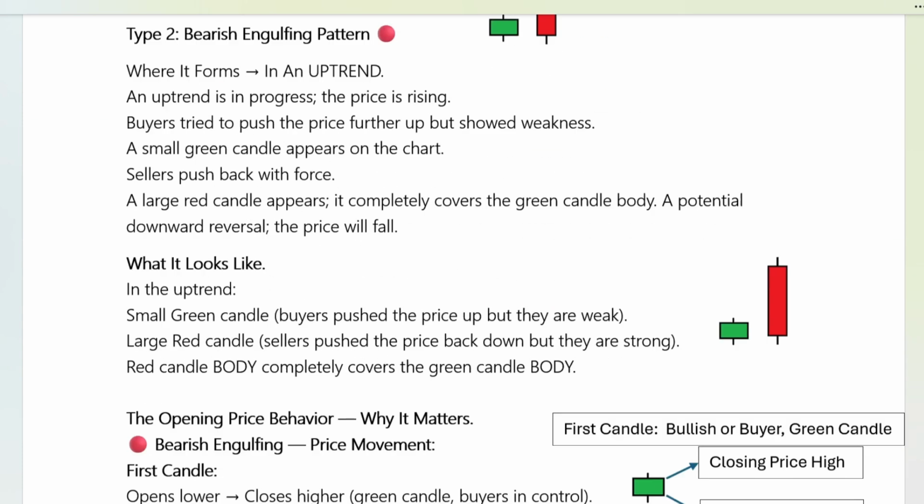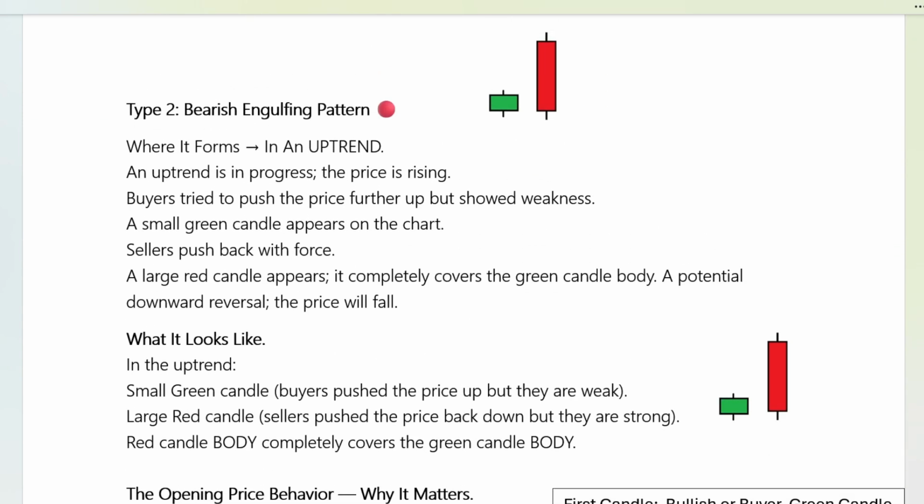Type 2, bearish engulfing pattern, where it forms in an uptrend. An uptrend is in progress. The price is rising. Buyers tried to push the price further up but showed weakness. A small green candle appears on the chart. Sellers push back with force. A large red candle appears. It completely covers the green candle body. A potential downward reversal, the price will fall.